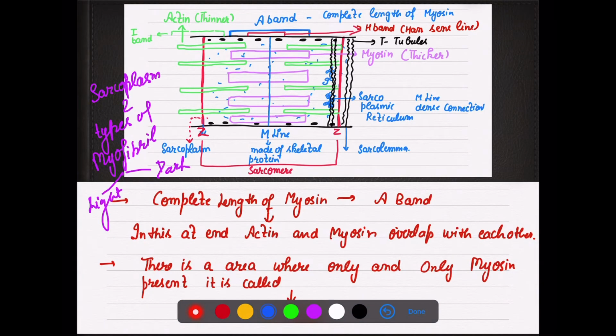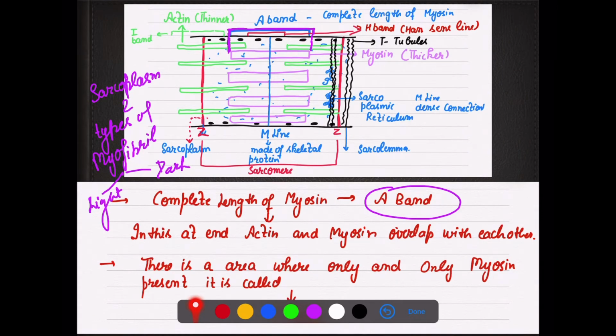Now, about the complete length: A band actually क्या है? Look here, this purple color, यहाँ से हमारा start होता है myosin और ये यहाँ जाता है. So this complete length of myosin is known as A band. At the end portions, there is overlapping between actin and myosin.